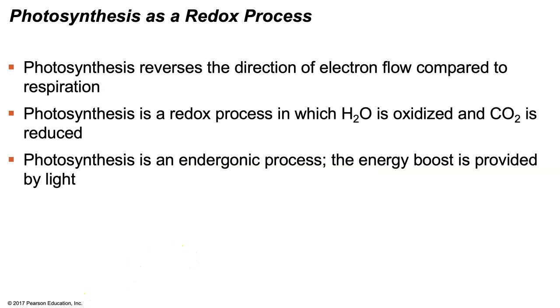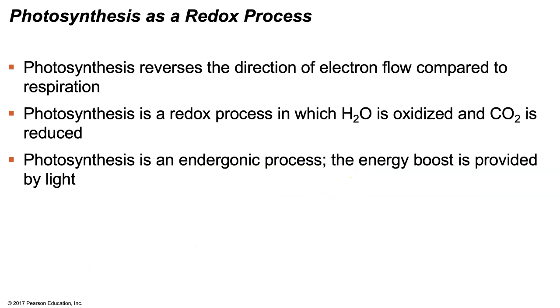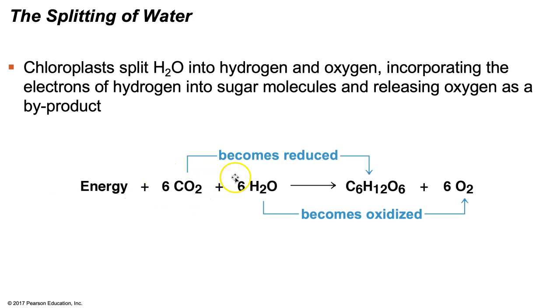As far as all of those redox reactions, photosynthesis is reversing the direction of electron flow compared to respiration. Respiration's going this way, photosynthesis is going this way. So we say that that's reversing the direction of electron flow. It's a redox process in which water is going to be oxidized. We're going to rip the electrons right off of water, and carbon dioxide is being reduced. We are building up carbon dioxide into a much larger organic molecule.